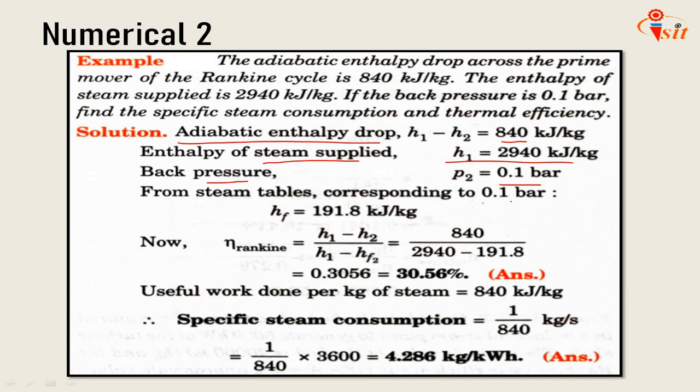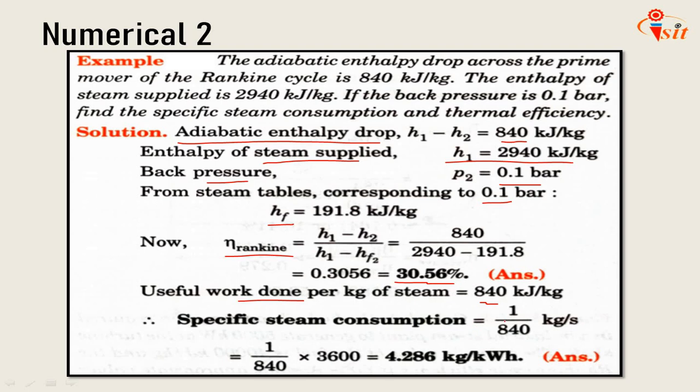From the table at 0.1 bar, Hf will be 191.8 kilojoule per kg. So Rankine efficiency will be H1 minus H2 divided by H1 minus Hf2. We substitute the values and get the Rankine efficiency as 30.56%. Now the useful work done, H1 minus H2, is nothing but the work done, the enthalpy drop in the turbine. So H1 minus H2 will be 840.